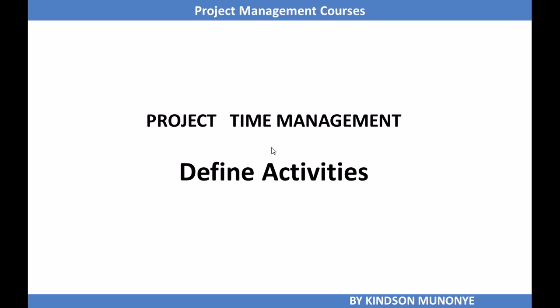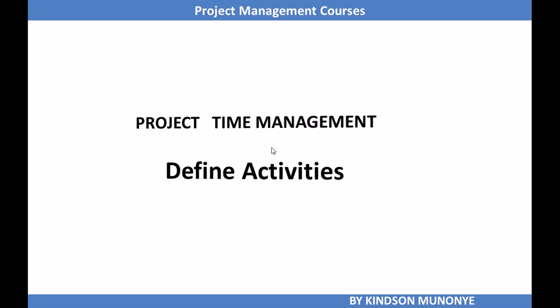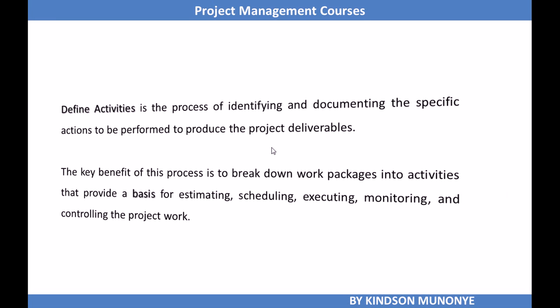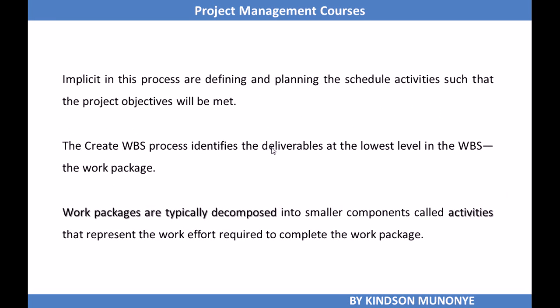Today, we are going to look at define activities. Define activities is the process of identifying and documenting the specific actions to be performed to produce project deliverables. The key benefit of this process is it breaks down work packages into activities, providing a basis for estimating, scheduling, executing, monitoring, and controlling project work. Implicit in this process are defining and planning the schedule activities such that the project objectives will be met.